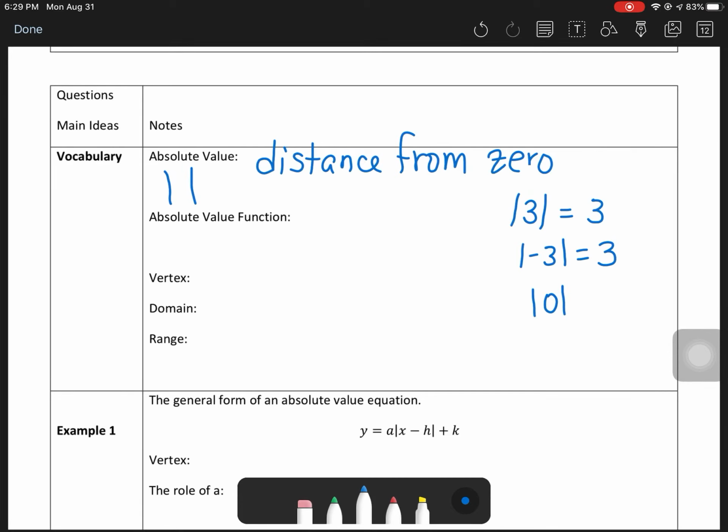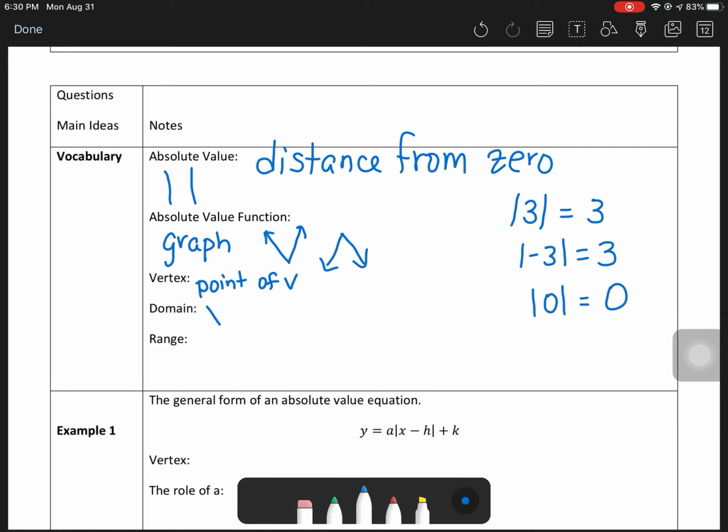So an absolute value function is going to be the graph of an absolute value equation, and an absolute value function is going to have the shape of a V, and it's either going to open up or it's going to open down. The vertex is going to be the point of our V, of the absolute value function. And that is the point where the absolute value changes direction. So if it was a function opening down, it would be where it goes up and then down. The part where it changes would be the vertex.